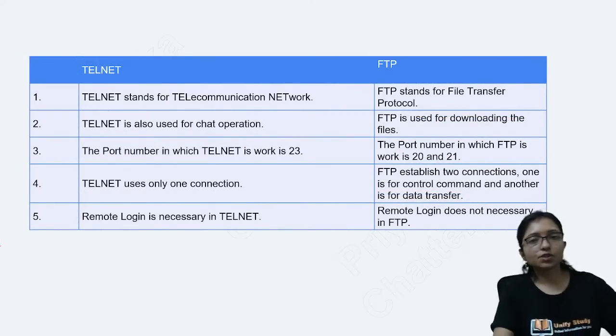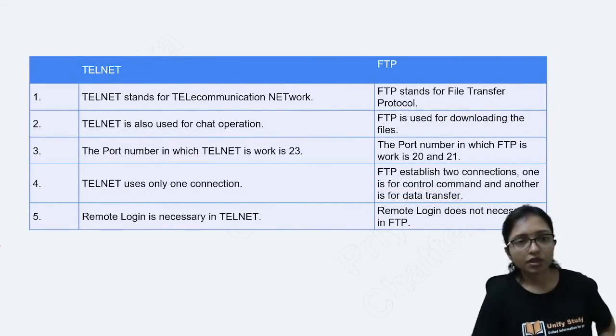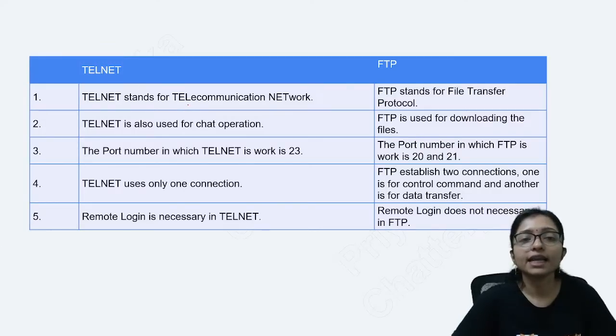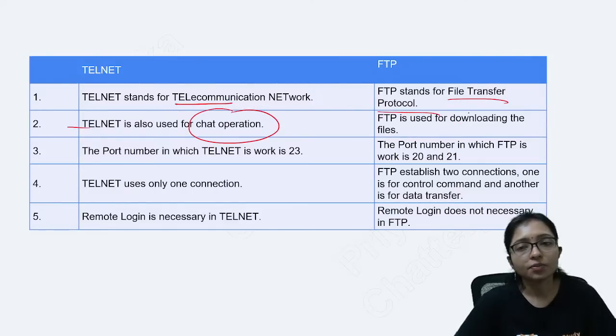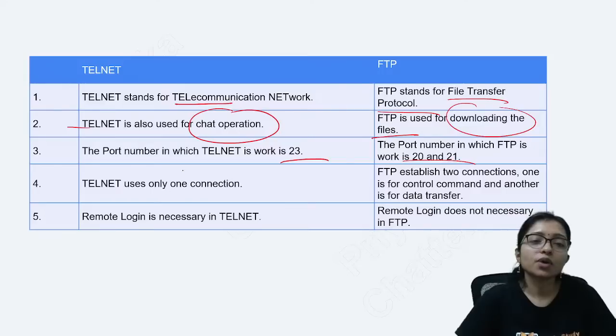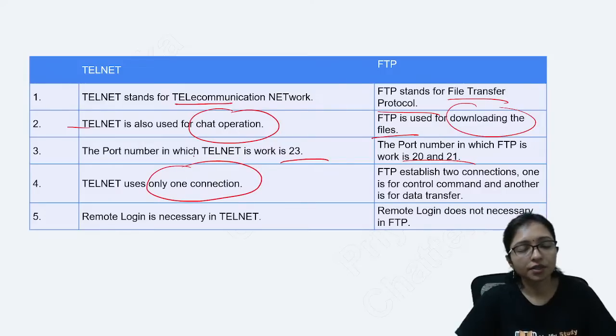Here is the difference between Telnet and FTP. Telnet stands for Telecommunication Network, FTP stands for File Transfer Protocol. Telnet is used for chat operation, FTP is used for downloading files. The port number is 23 for Telnet, and 20 and 21 for FTP. Telnet usually has only one connection.